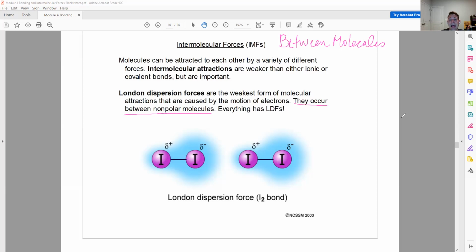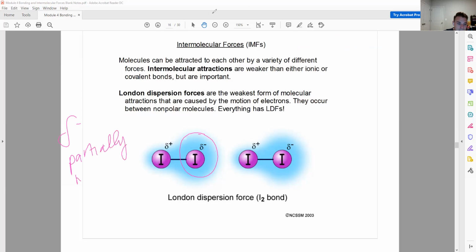So what happens? At any one given moment in time, there's just electrons floating around these iodines. At any one given time, I can have more electrons on one of those iodines than the other. When that happens, you can see that you've got more electrons around this iodine here, and it's got this little symbol here. That means that it's partially negative. So that side is partially negative. The other side is partially positive.